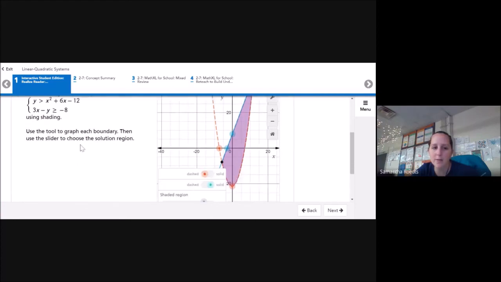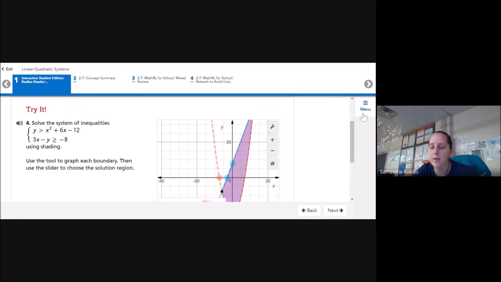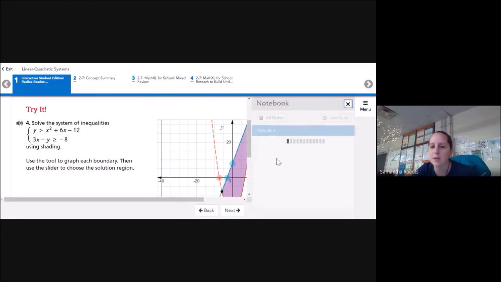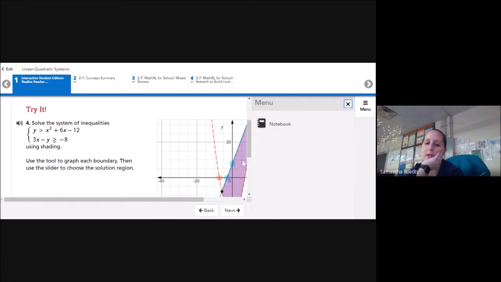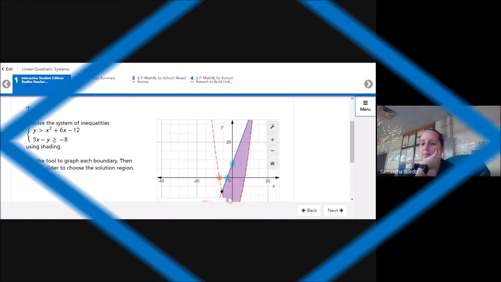When I rewrite 3x minus y is greater than or equal to negative 8, I'm actually going to solve for y. So 3x minus y is greater than or equal to negative 8. I subtract 3x from both sides. I have to divide or multiply by negative 1, which causes me to flip my inequality sign. So y is less than, which means I'm shading this portion right here.